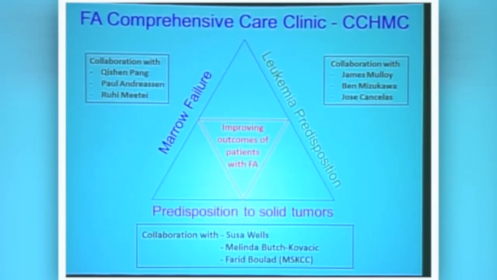And again, just to give you an example, this is what we've adopted. These are some of my studies, and at CHMC, this is what we are following. For example, for marrow failure, we collaborate with Kishan Peng and Paul and Ruhi on leukemia predisposition. We have a couple of collaborators in our experimental hematology who are experts in mouse models of leukemia and MDS. In terms of predisposition to solid tumors, we have collaborative studies with Suza Wells and Melinda. And I put Farid Boulad there because we are part of the multi-institutional study avoiding radiation, which we hope will decrease the risk of solid tumors in these patients.